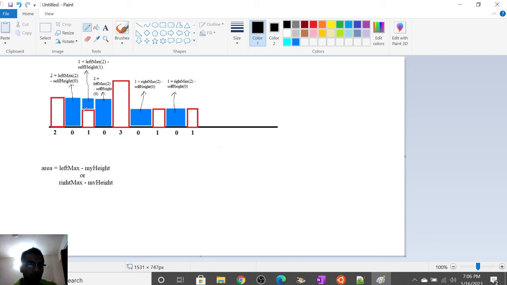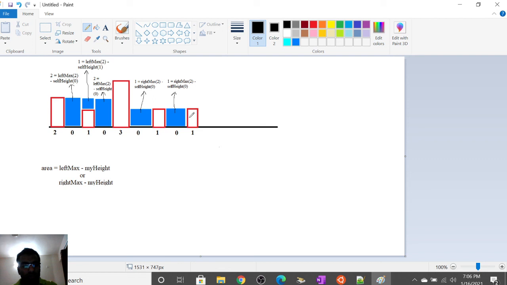Now the amount of water which is trapped above this building is what? Left max, which is 2, minus my height, which is 1. So the amount is 1. Now what can be the water trapped here? Left max, which is 2, minus my height, which is 0. So this is 2. And why is this happening? Because we have a wall which is greater than every building on the left side, and so on.